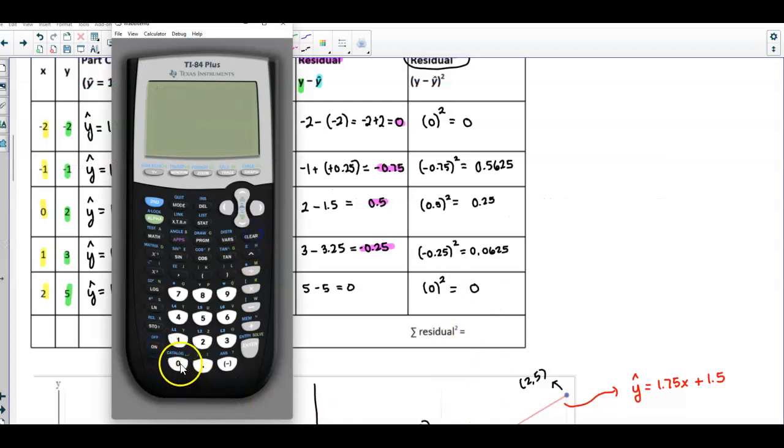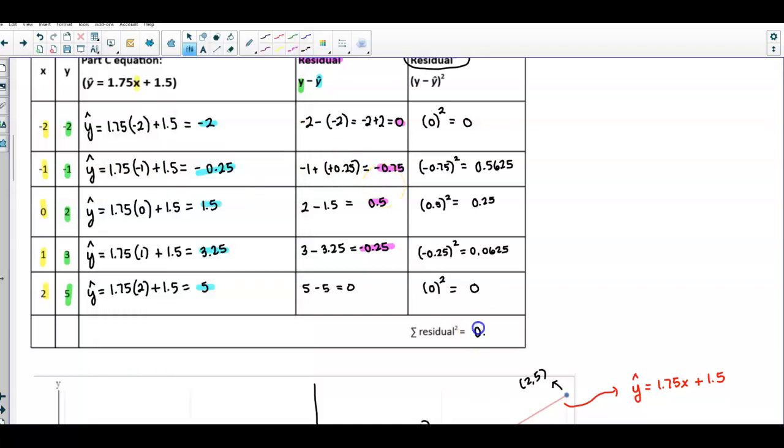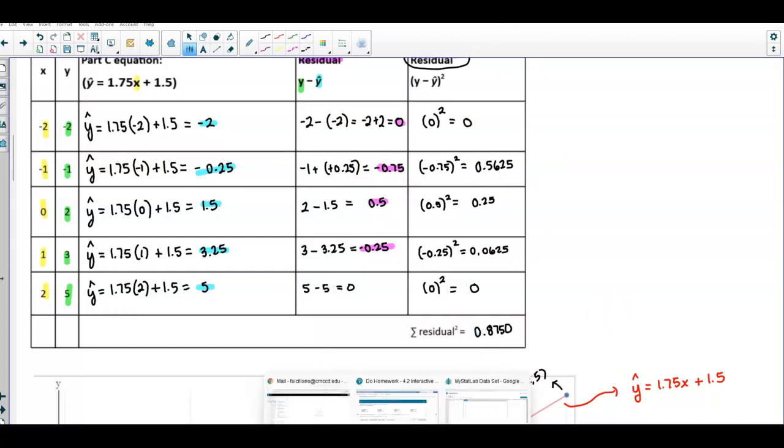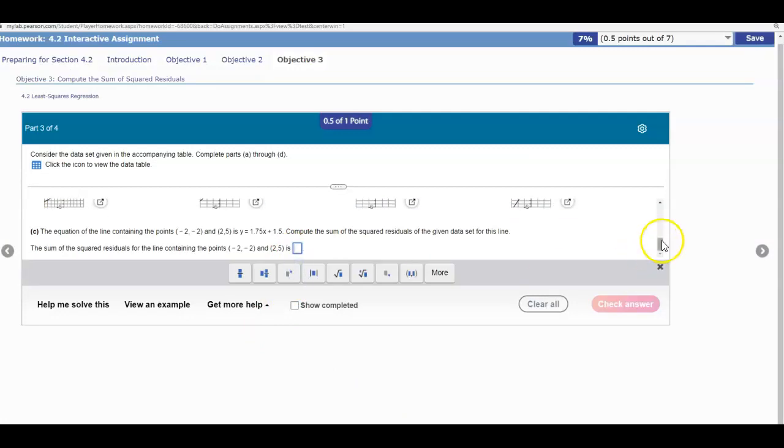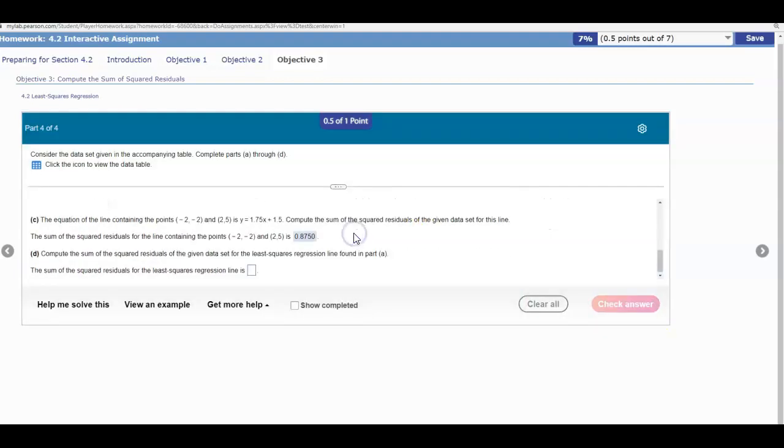So we're going to take the value of 0, which is the first one, plus 0.5625 plus 0.25, and then plus 0.0625. And that gives us 0.8750. Now we're going to go ahead and put that into our answer. So we're going to put that in here, 0.8750. Checking our answer gives us that result.